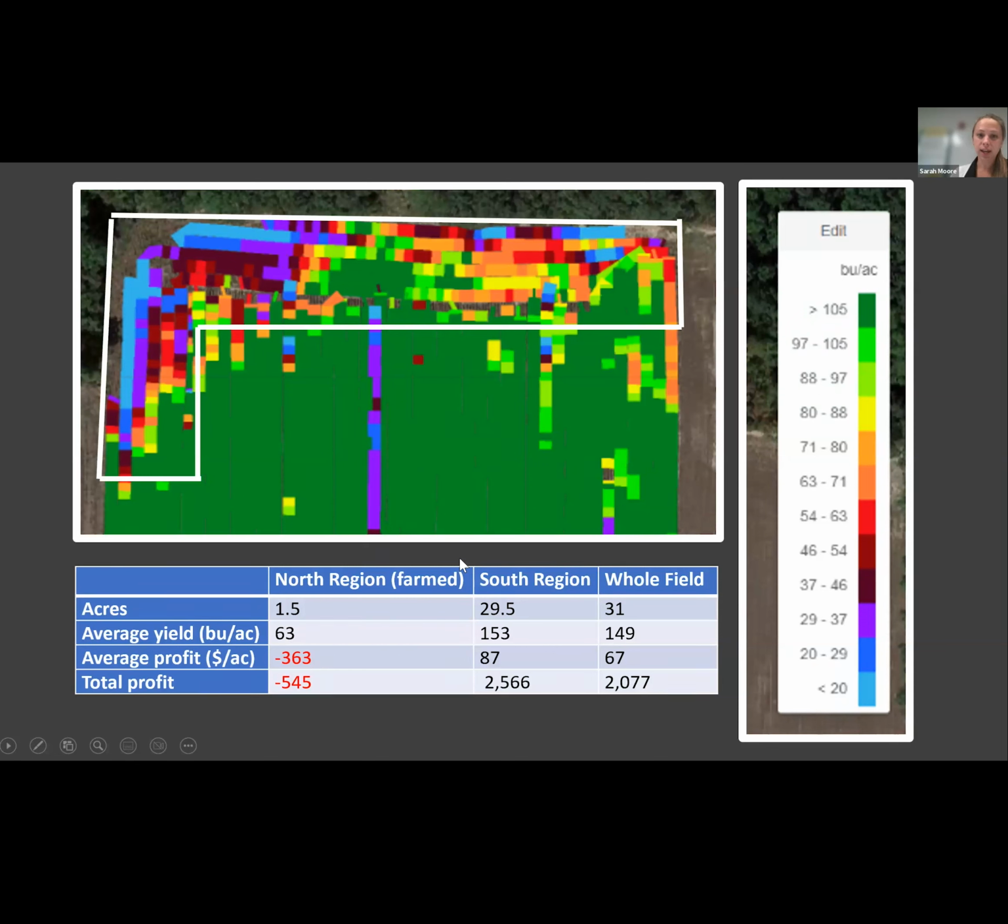So if we were to just take out this north region and not do anything with it, it would increase the average bushels per acre to 153 versus the 149, and increase our average profit to $87 an acre instead of $67 an acre. So that's almost a $500 increase for the whole field. But again, Mother Nature is a see a void, fill a void kind of gal. So we would like to do something else with that area so that we can plant what we want there rather than Mother Nature filling it with potentially problematic weeds for the rest of our field.